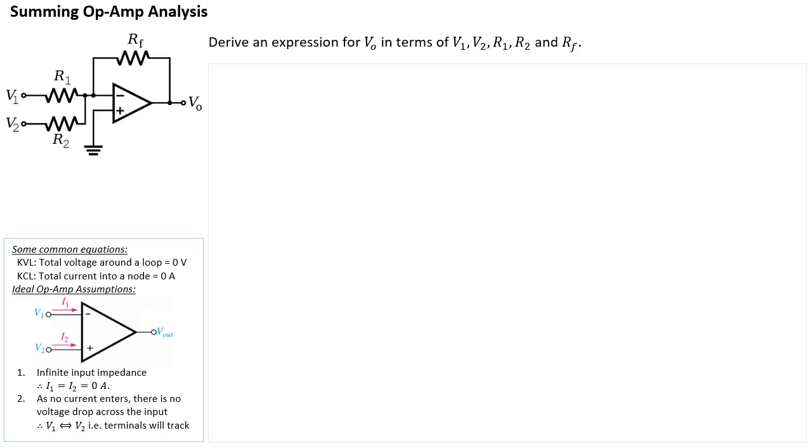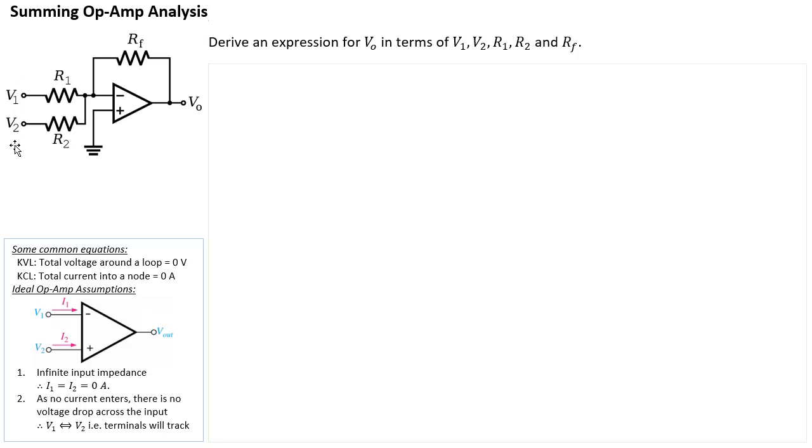Hello everyone, welcome back. In this video, I'm going to show an analysis of a summing op-amp or summing amplifier, as in the circuit on the left here. It is an op-amp having a feedback resistor RF between V out and the inverting terminal, and then you have two resistors here, R1 and R2, that feed off two input signals, if you like, V1 and V2.